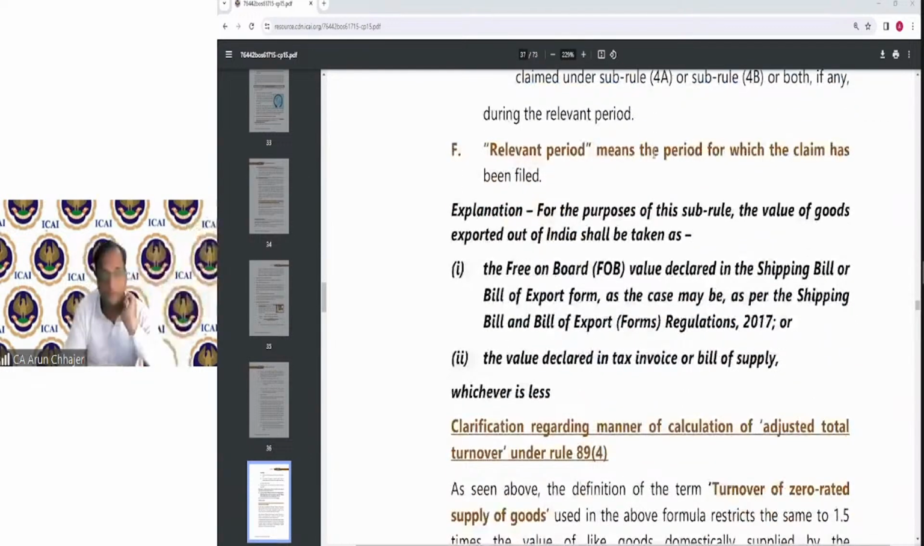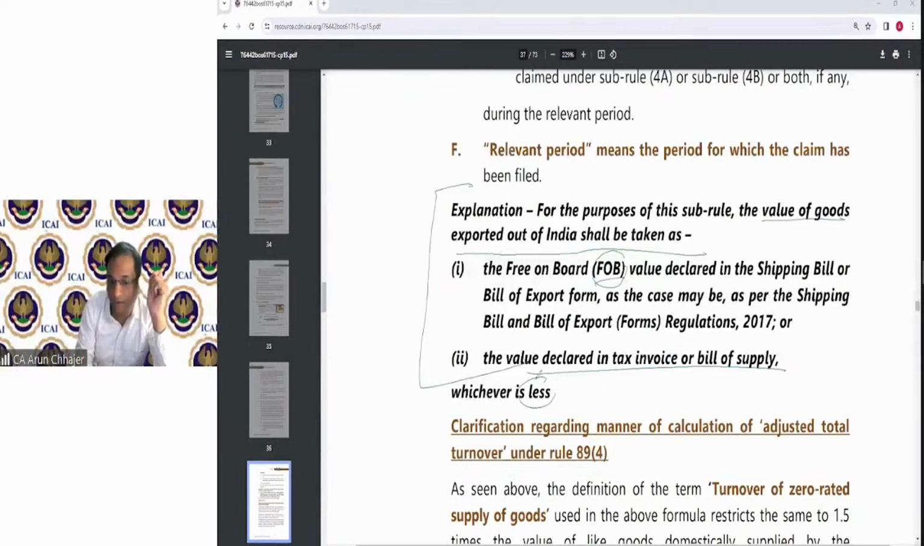Now there are two clarifications. First understand this explanation, and then I will explain the two clarifications. For the purpose of this sub-rule, the value of the goods exported out of India shall be taken as FOB or CIF, whichever is lesser. They are saying the value of the goods exported out of India shall be the FOB value declared in the shipping bill or bill of export, as the case may be.